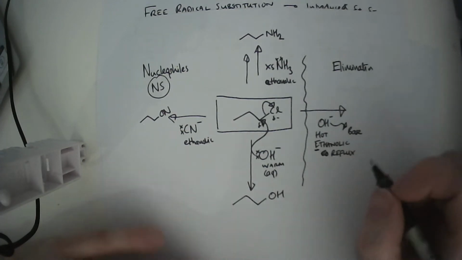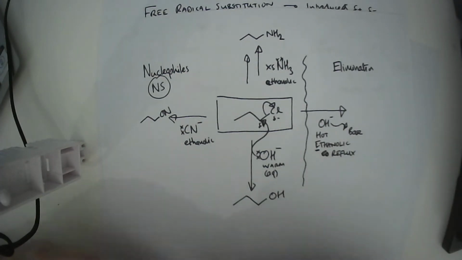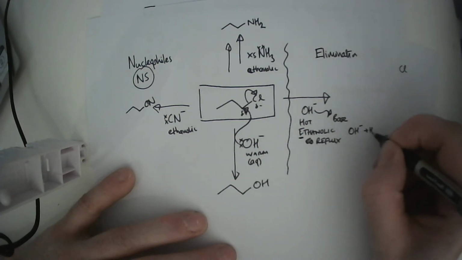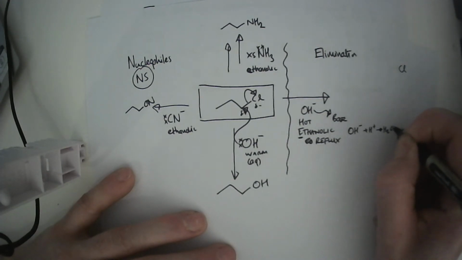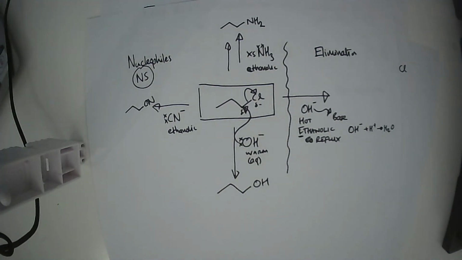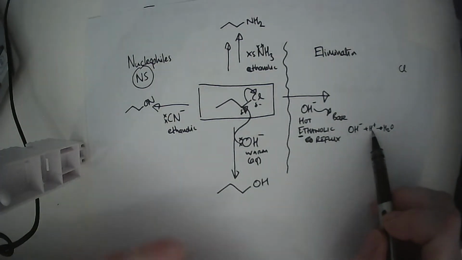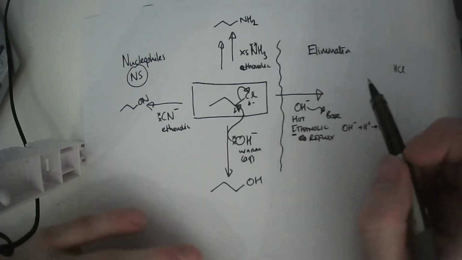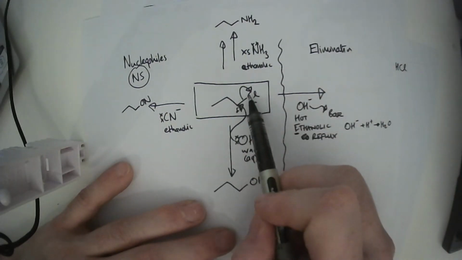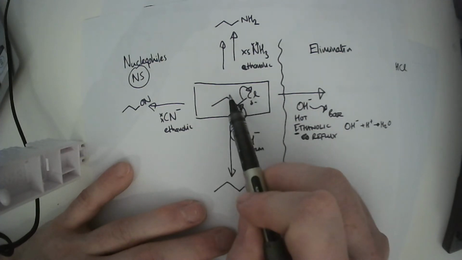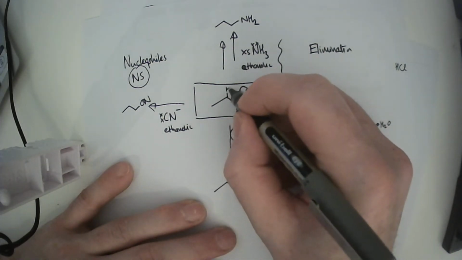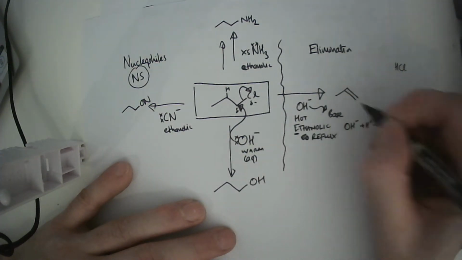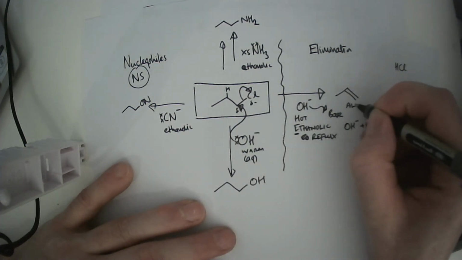Alright? A base is something that picks up H pluses. So when OH minus acts as a base, it reacts with H plus to make H2O. Bases react with acids to make water. So when the OH minus reacts as a base, the Cl from this haloalkane and a neighbouring H off here will be eliminated, and you will end up with a double bond. You will make an alkene.